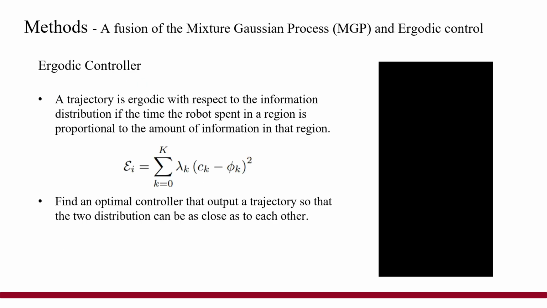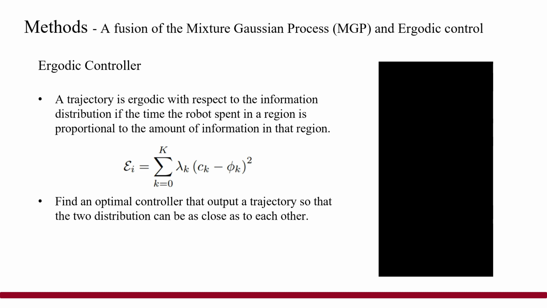Then, let's talk about our informative path planning method, a fusion of the Mixture Gaussian Process and Ergodic control. To start with, a trajectory is ergodic with respect to an information distribution if the time that the robot spent in a region is proportional to the amount of information in that region. So here is an ergodic metric where Ck is the Fourier coefficient of the trajectory statistic distribution and phi k is the coefficient for the information distribution.